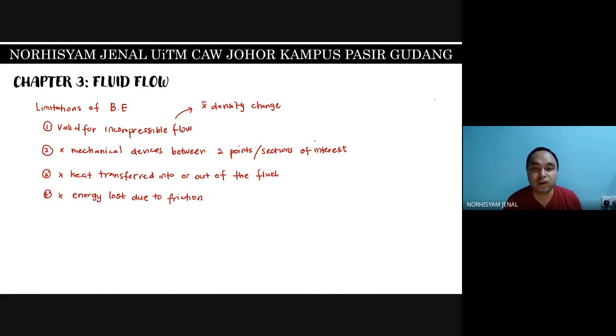Okay, so these 4 are the limitations of the Bernoulli equation, meaning you will never get this kind of situation in real life. Whenever we have a piping system from one point to another, it's hard for us to control, for example, the energy loss due to friction, because there will be friction over there. And when we have friction and the movement of liquid inside the pipe, there might be heat building up in the system also.